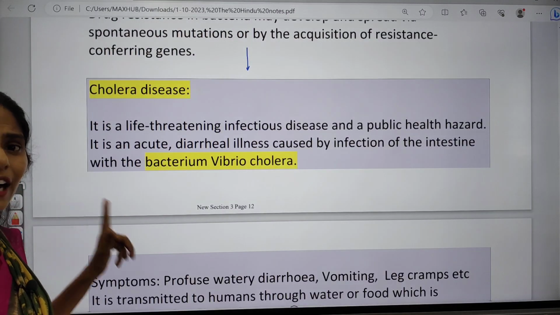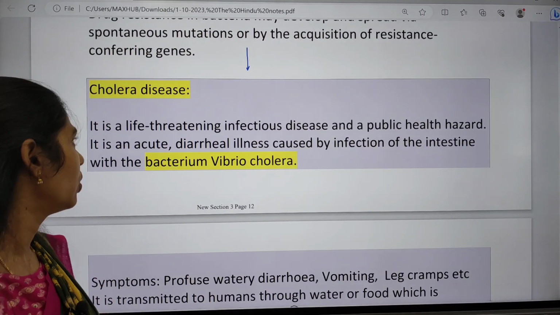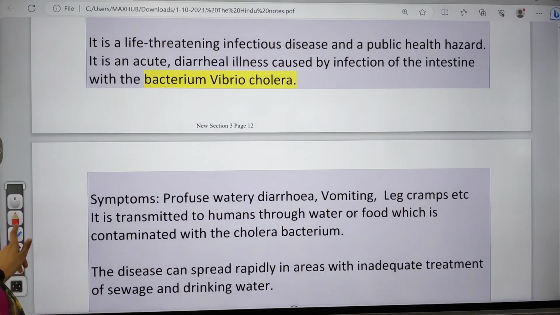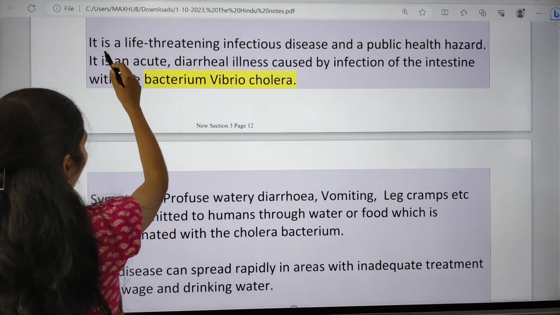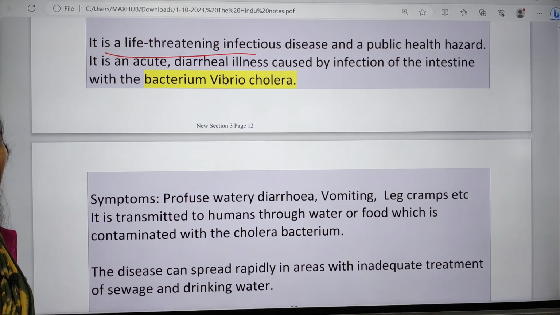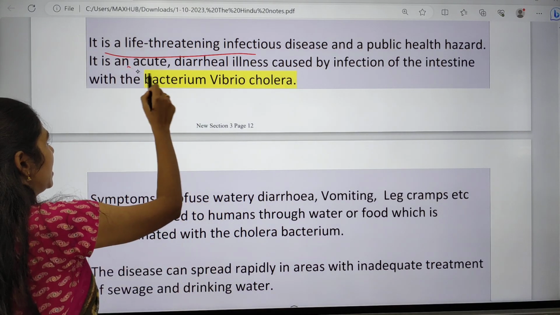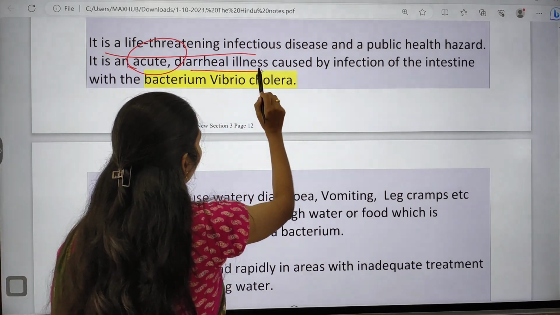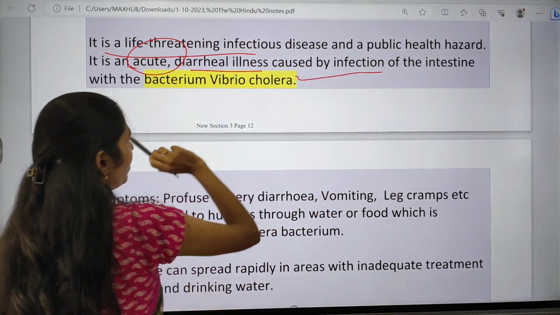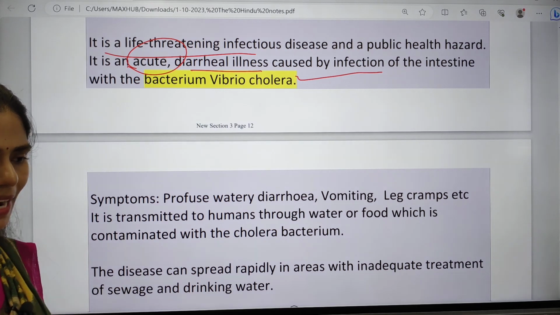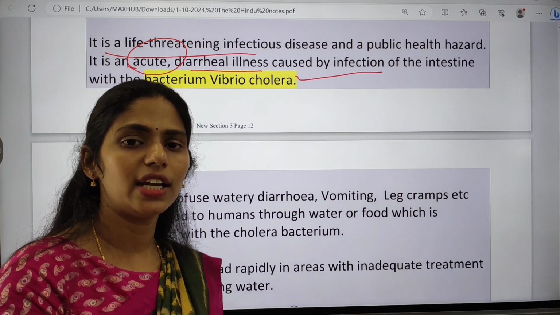Okay, now let us try to see some facts regarding this cholera disease. Cholera is a life-threatening infectious disease and it is a public health hazard. In acute stages, we can see this diarrheal illness is caused by infection of the intestine, with bacteria causing irritation of the intestine.